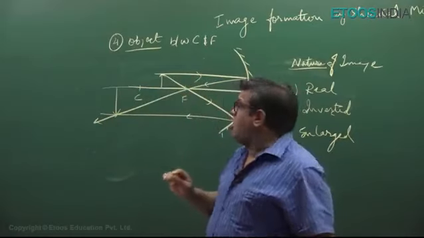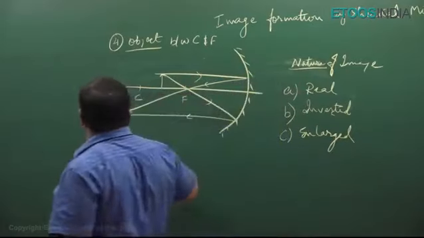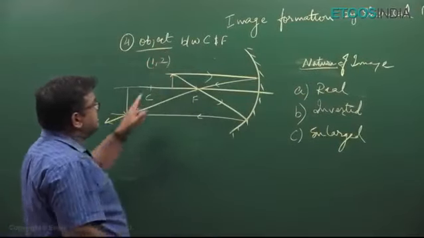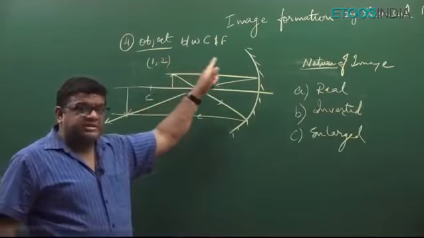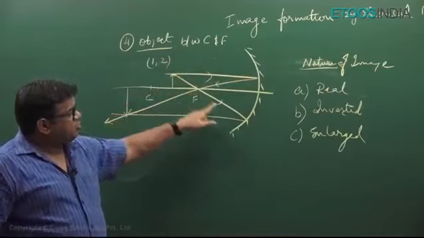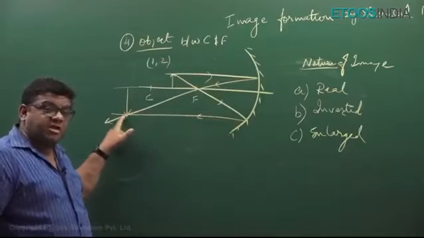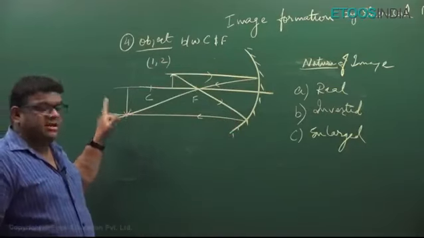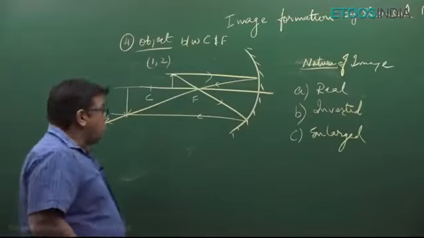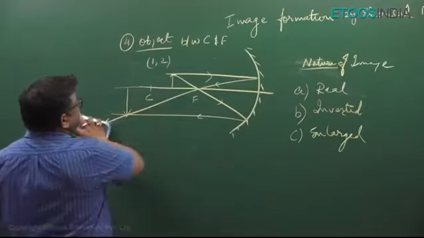Got it? Now, which two rules have we used here? I'll write it for you. Rule number 1 and rule number 2. Rule 1 says that a ray parallel to the principal axis will pass through focus, and any ray which passes through focus will become parallel after reflection. And wherever they meet, they'll form the image. Am I clear? Okay. Now, we move on to the next position.